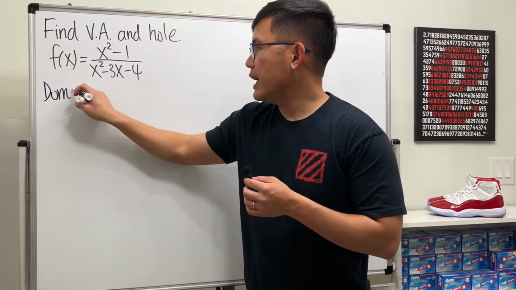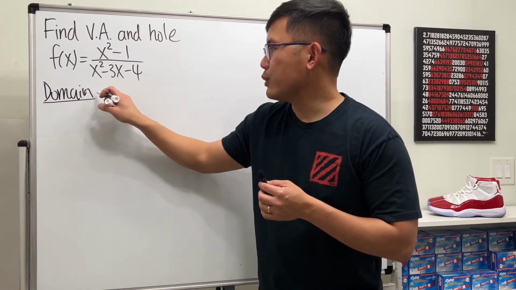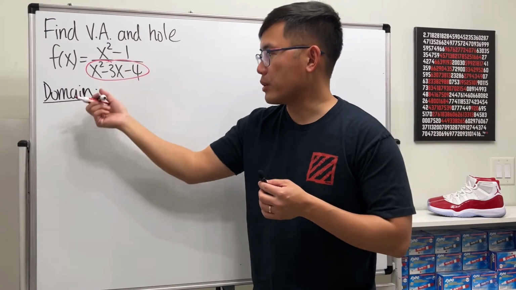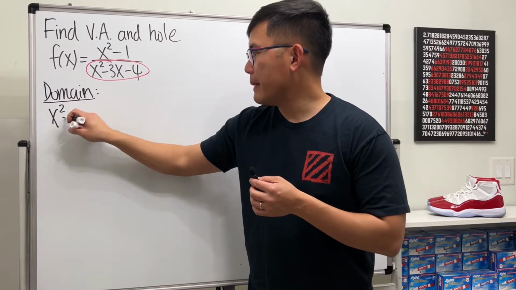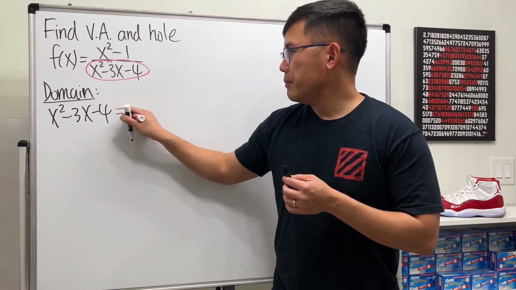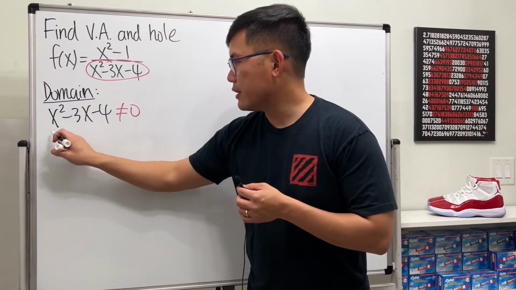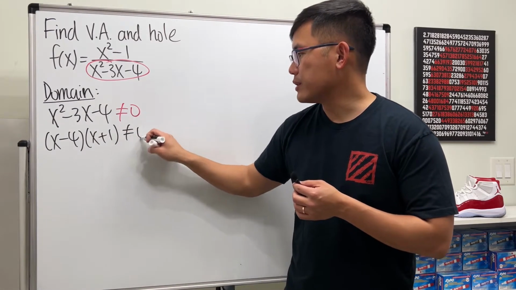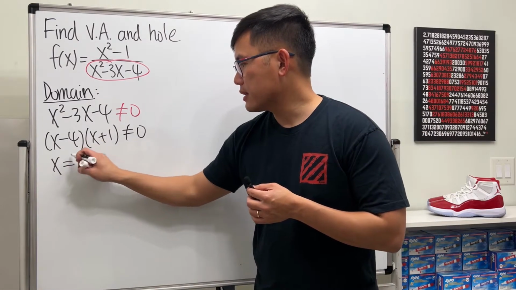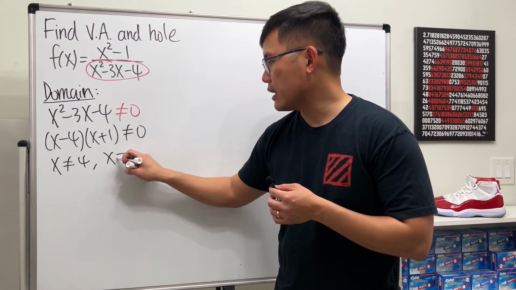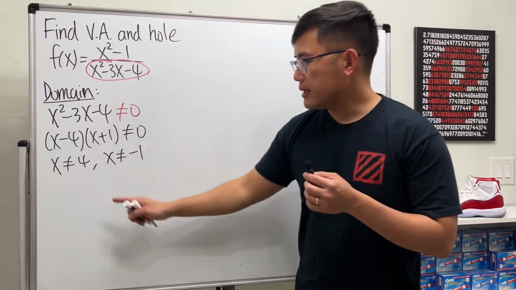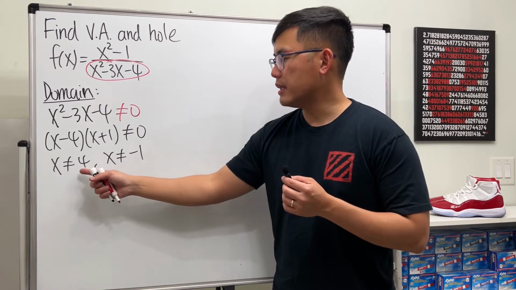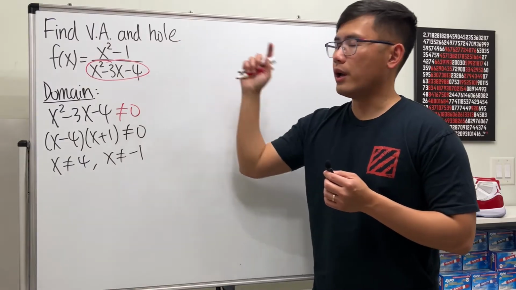So let's go ahead and set the bottom not equal to 0 because that's the restriction whenever we have a rational function, and that's how we find the domain too, right? So we look at x squared minus 3x minus 4 being not equal to 0. Let's go ahead and factor it. We get x minus 4 times x plus 1, and this is not equal to 0. Right here, we know x cannot be equal to 4. And right here, x cannot be equal to negative 1. All right, so these are the restrictions for the function. But these two numbers are the candidates for being a vertical asymptote or a hole on the graph.